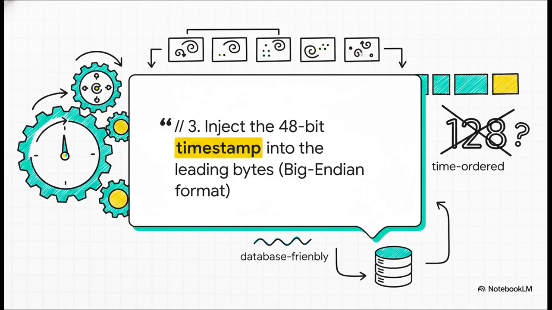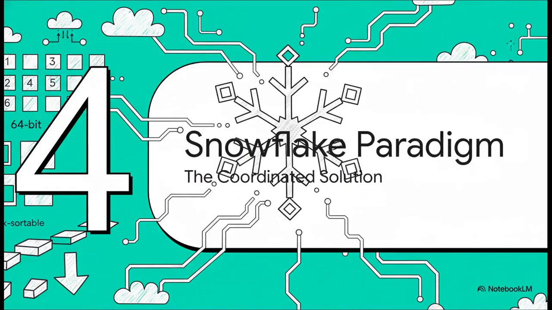The rest of the bits, they're still random. So what you get is an ID that a database can actually sort by time, which is a huge, huge win for performance. But it still hasn't solved our other big problem. It's still 128 bits. And that brings us to the snowflake paradigm. This is the coordinated solution that really pulls together the best of all these ideas. It's about achieving the best of both worlds, a 64-bit K-sortable and decentralized ID.